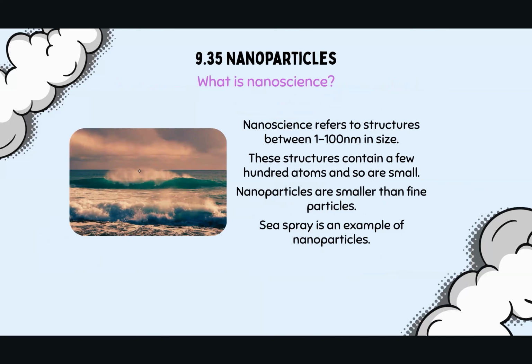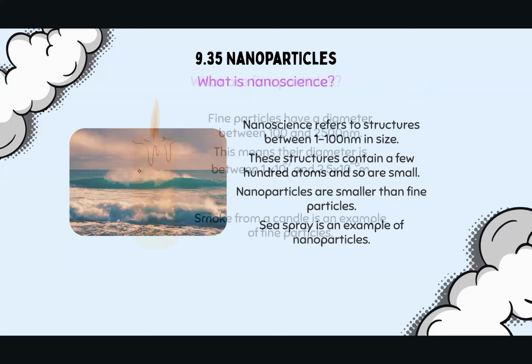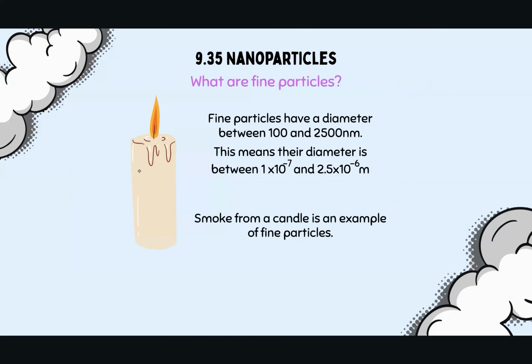Okay, nanoscience, nanoparticles. So nanoscience refers to particles between 1 to 100 nanometers. So nanometers means times 10 to the power of minus 9, sorry. Now, these structures contain a few hundred atoms, and so they're very small. Nanoparticles are smaller than fine particles. Sea spray is an example of nanoparticles. Now, when we say fine particles, that means they have a diameter of between 100 to 2,500 nanometers.